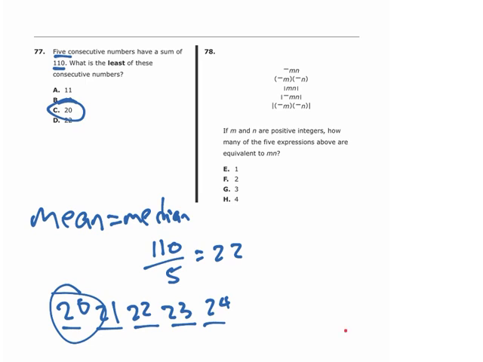All right, 78. So m and n are positive numbers. How many of the 5 expressions will be mn? So you could make them numbers, right? You can use 2 and 3 or 5 and 7 or whatever you want. But let's just think about which of these are going to be positive.